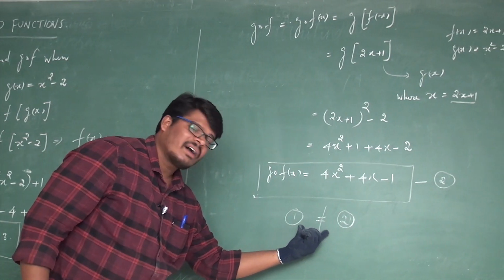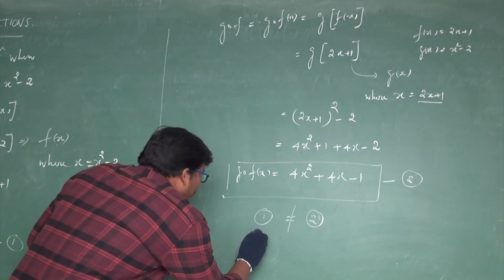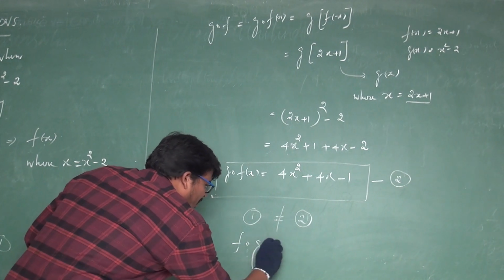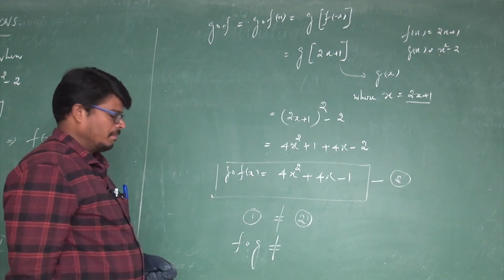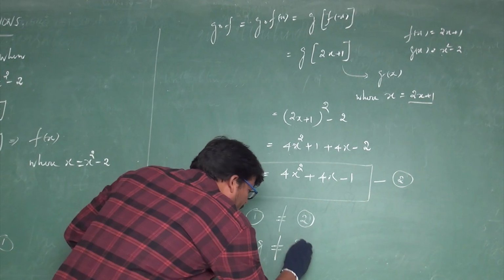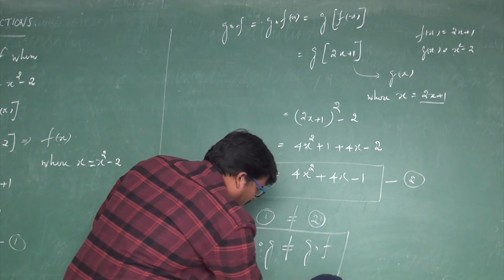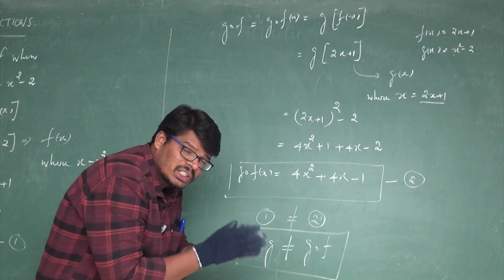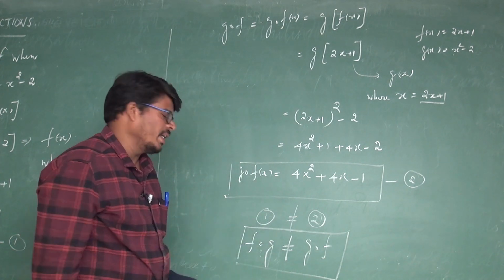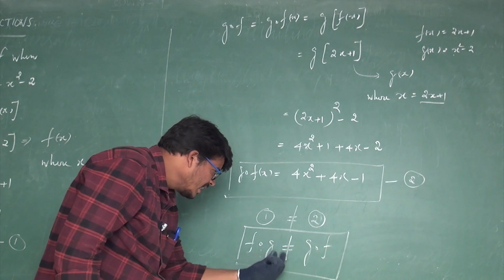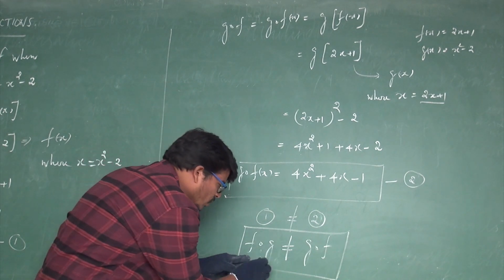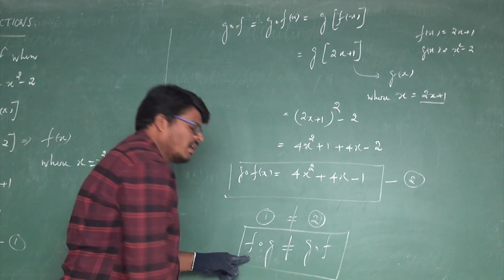Comparing these two, they are not equal. Therefore f dot g is not equal to g dot f. Therefore the composition of two functions is not commutative. The composition of two functions f dot g is not equal to g dot f.